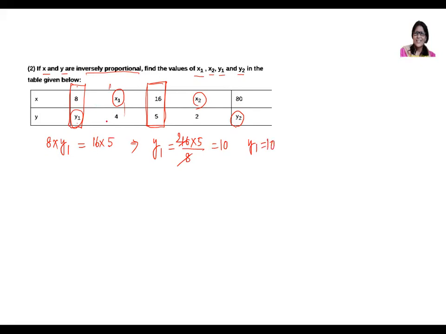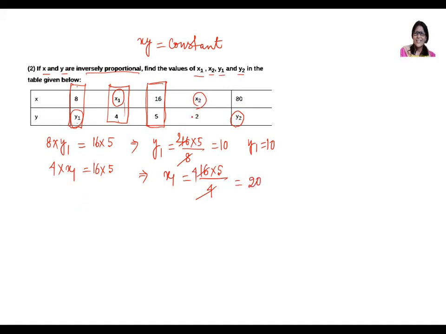Now for x1. So x1 multiplied by 4, because here x into y is constant. In all the cases, x into y will be the same. So 4 into x1 is equal to 16 into 5, or x1 is equal to 16 multiplied by 5 by 4. Cancel 4. How much is x1? x1 is 20. Next, coming to x2 by 2. x2 into 2 product is equal to 16 into 5, 80.